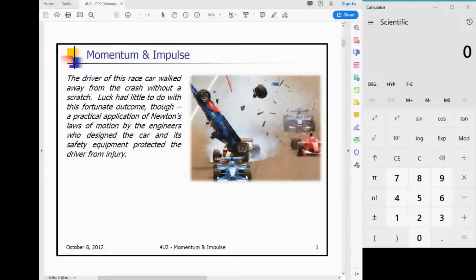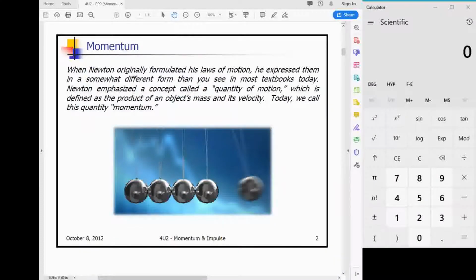here that this driver in this car walks away from this crash without a scratch. And using some practical applications of Newton's laws of motion, engineers are able to design cars that can go very fast, but have safety equipment that can protect the driver from injury. You might have learned this in your grade 11 class about some applications of Newton's laws of motion, but we're going to look at this from a different perspective on what effect momentum and impulse have in terms of safety in car crashes, as well as a number of other applications.